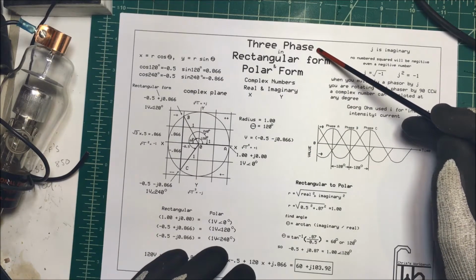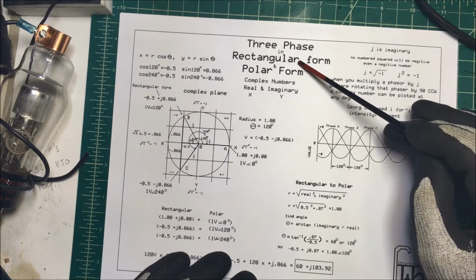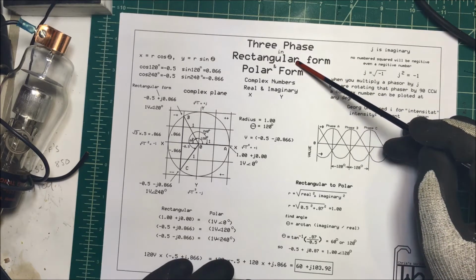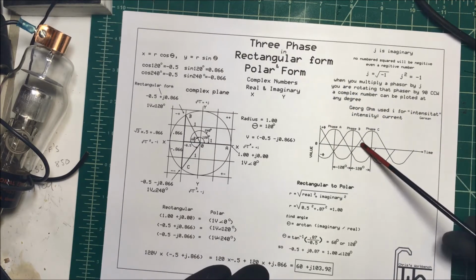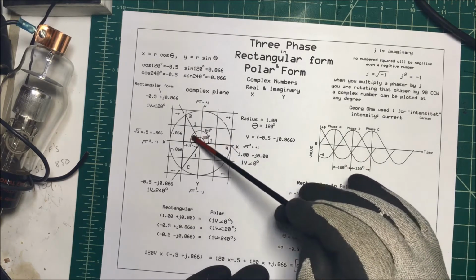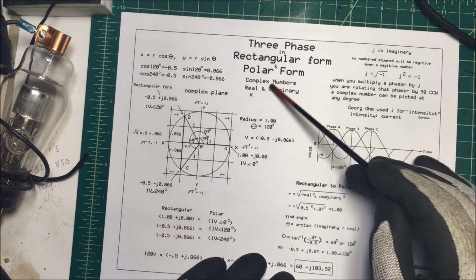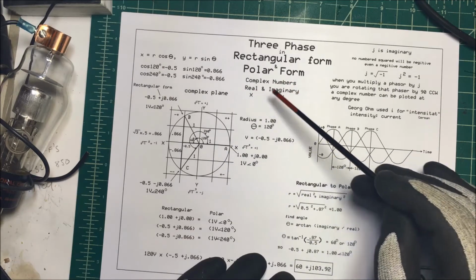When working with three-phase power, the math is a lot easier if you use rectangular form or polar form. So we're going to take a look at rectangular form, and we're going to take a three-phase power here, and we're going to plot it on this complex plane over here. Now, in order to do that, we need to know complex numbers, and they're just real and imaginary numbers.